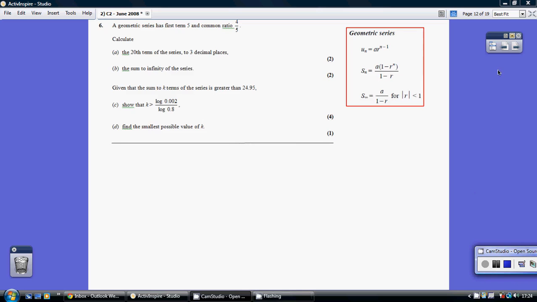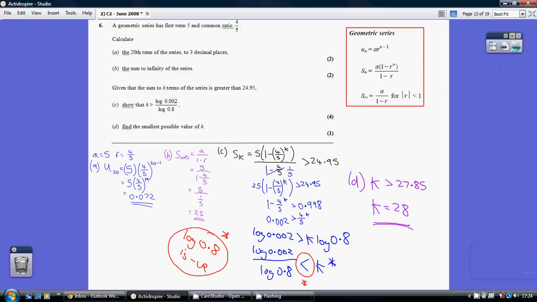Question 6. So, geometric series question. These are the formulas which are given. It's very nice to get one like this when there's so few words to worry about. So, we're told that a equals 5 and r equals 4/5.